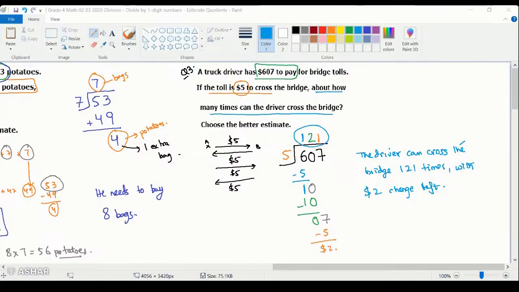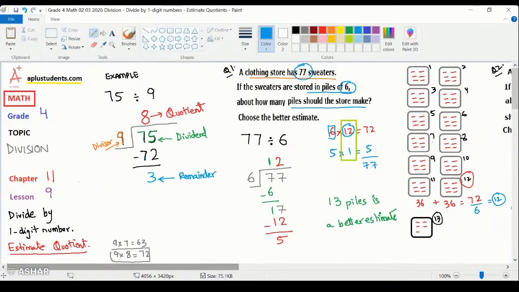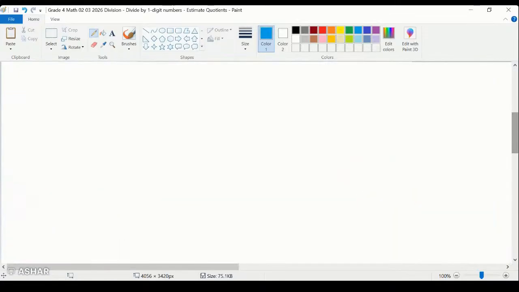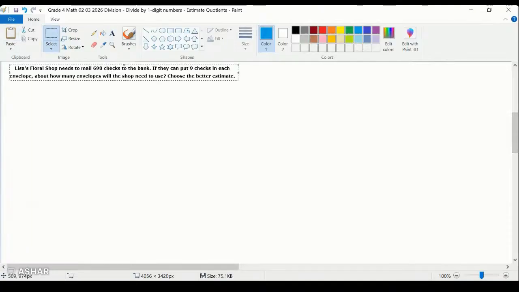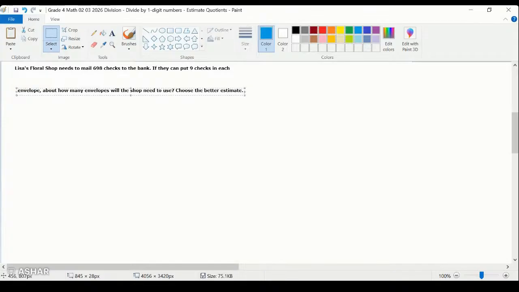For the next question, it says, Lisa's floral shop needs, okay, they need to email checks to the bank. Question number 4. Let me just realign this.